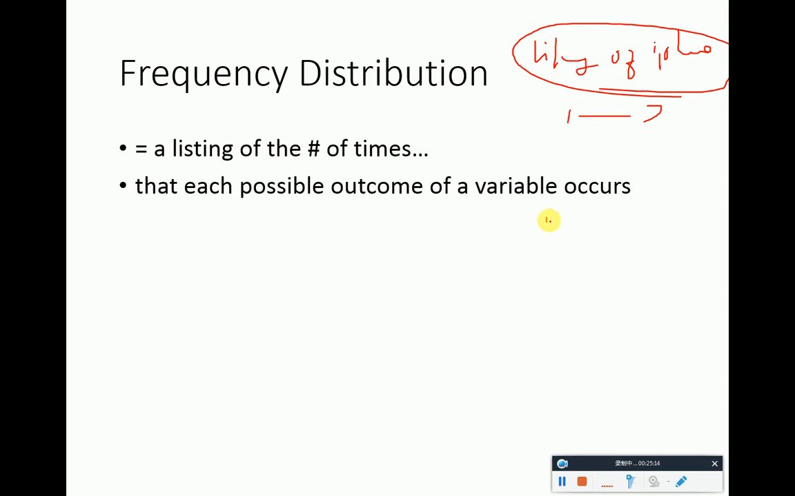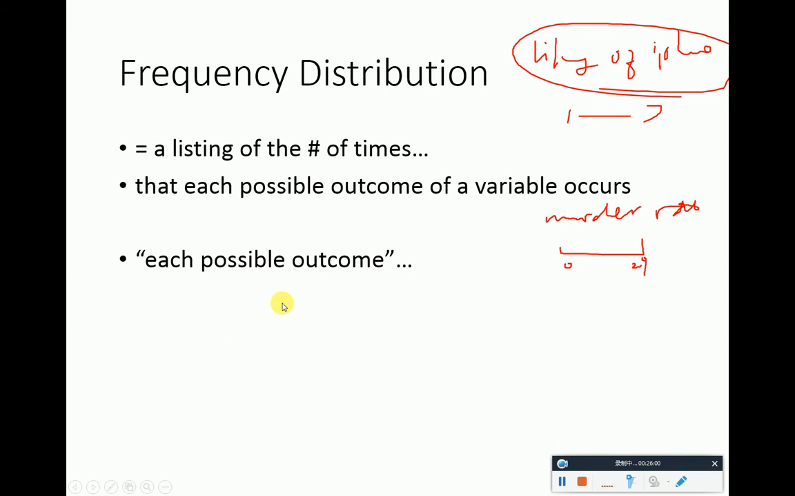The second variable we'll look at is murder rates, right? Obviously, this is also a variable because this rate varies across states. And what we did is we tally the number of occurrences of each interval, right? From 0 to 2.9, I believe that's the first interval, right? So how many times do these intervals occur across 50 states? Okay, so that's what we mean by a listing of the number of times that each possible outcome of a variable occurs. That is, each possible value of a variable occurs.